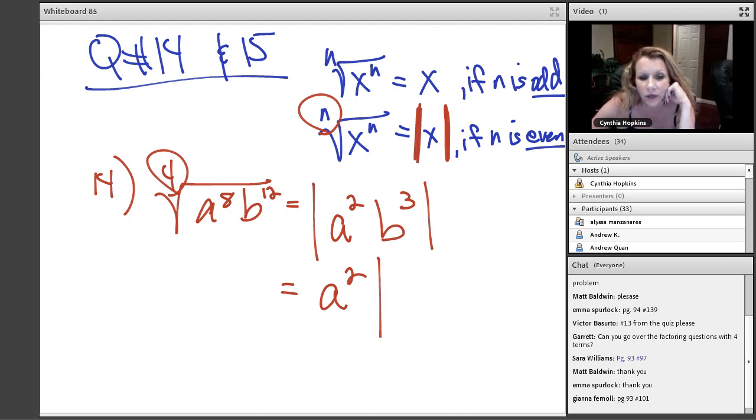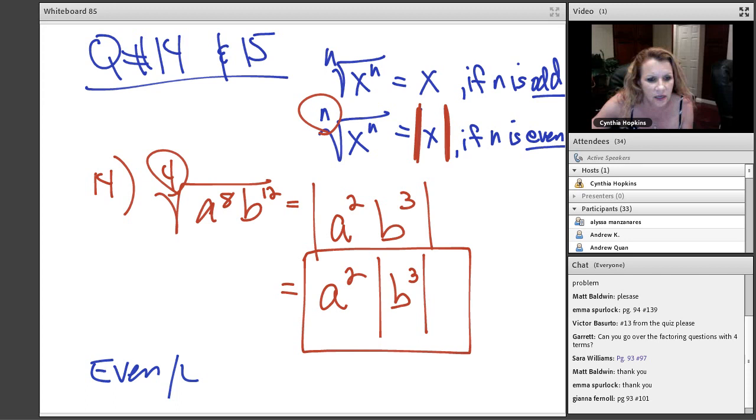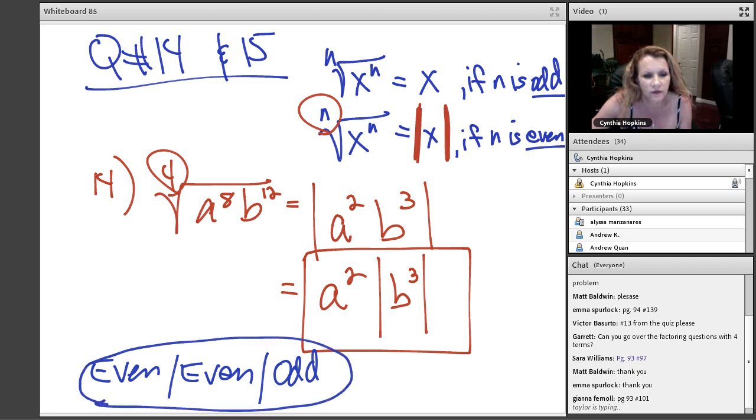Now b cubed, that could be negative. If b is negative, then b cubed is also negative. And so taking out the absolute value signs changes that value. And so the b cubed needs to stay in the absolute value signs. And so this is my final answer. And let me explain it with this little phrase. If you can remember this, even, odd. This is when you should have absolute value signs.